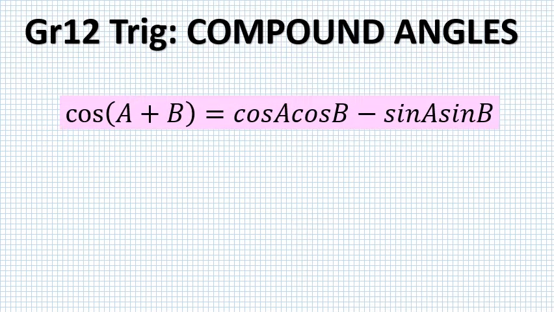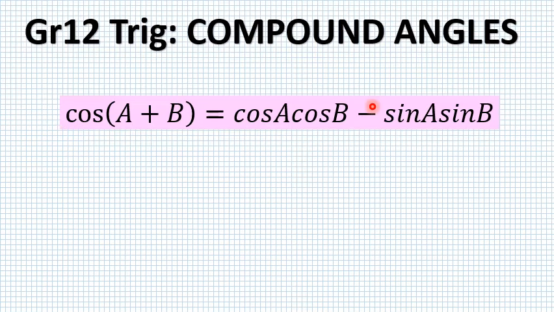Now these are the four. Well, the first one is cos A plus B can be broken down into cos A times cos B minus sine A sine B. Let me get my pointer quickly. There we go. So note that cos A plus B becomes a minus in the middle.